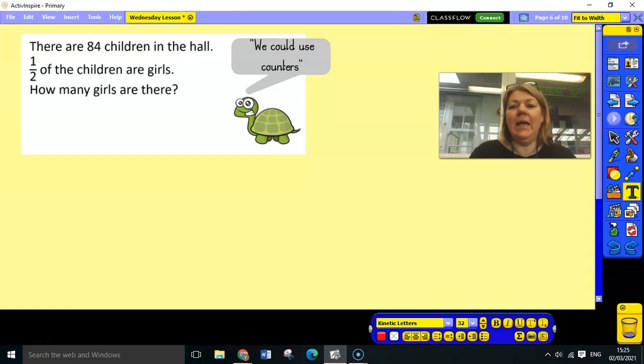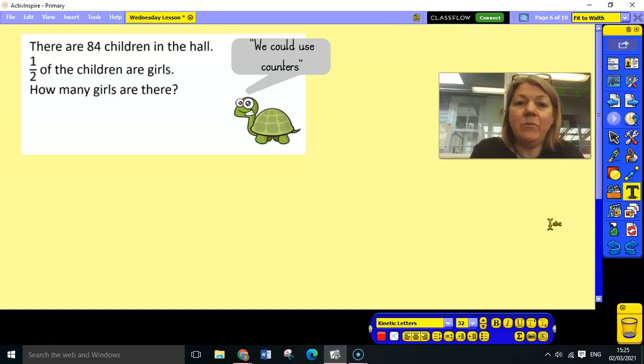Now Tiny has come along here. Then there's a question. It says there are 84 children in the hall. Okay. And half of these children are girls. How many girls are there? Now, Tiny thinks that we can use counters. What do you think? Could we use 84 counters? Or can you see a problem there?